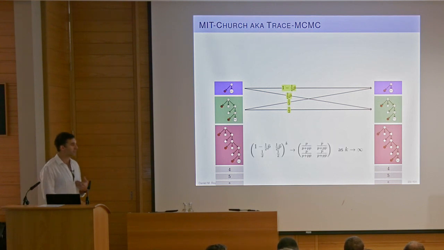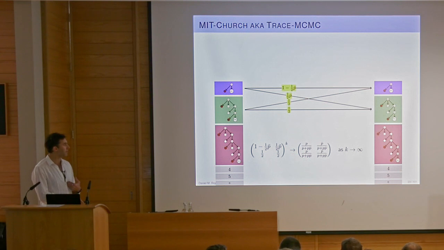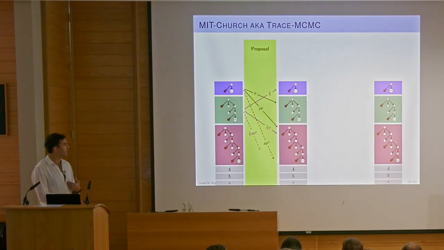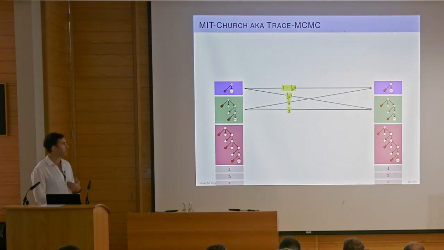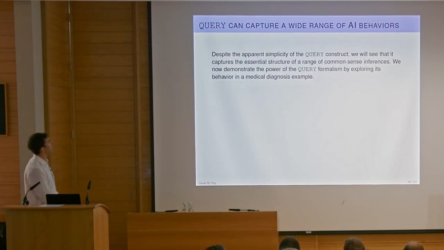You can put those into a matrix, take that matrix to the kth power, let k diverge, and you get a matrix which has the same column vectors. That distribution is exactly the desired distribution. Right? So indeed, running this system a long time gives me exactly the right thing. Okay.